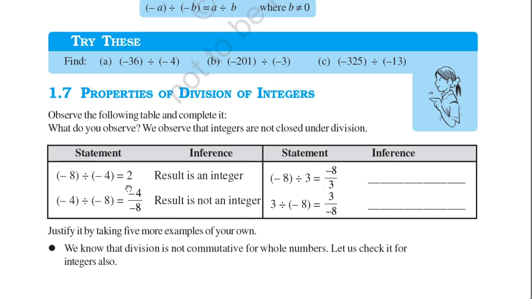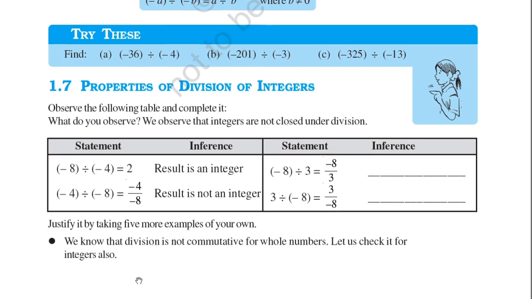Because 1 by 2 is 0.5, it is not an integer. Here also the same thing, it is not an integer. This one is also not an integer. It will be negative and it will also be negative. Justify it by taking 5 more examples.